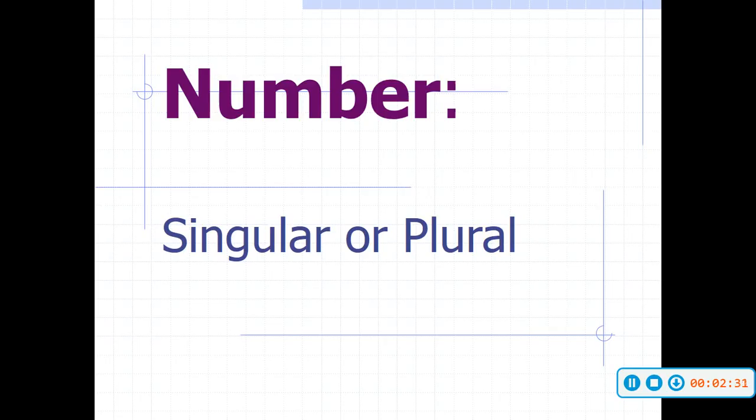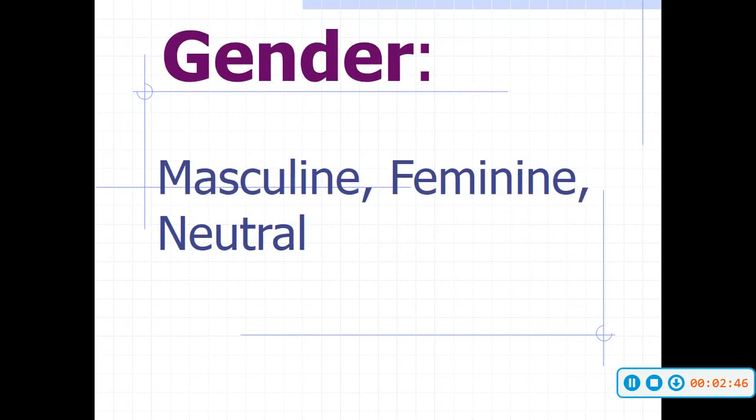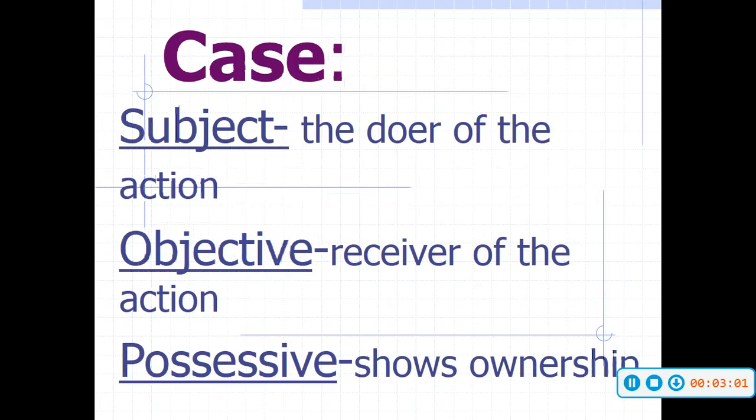Okay? Pronouns are also classified by number, singular or plural. So we might talk about, do we need a plural pronoun or do we need a singular pronoun? Singular pronouns like I, or he, or she. A plural pronoun, they, we. Pronouns are also classified by gender. Are they masculine pronouns? Are they feminine pronouns? Are they neutral pronouns? He would be a masculine pronoun. She would be a feminine pronoun. A neutral pronoun might be like it.